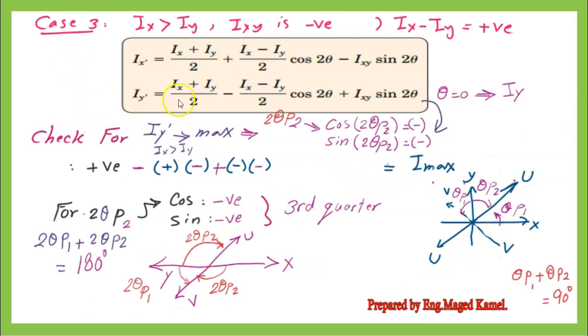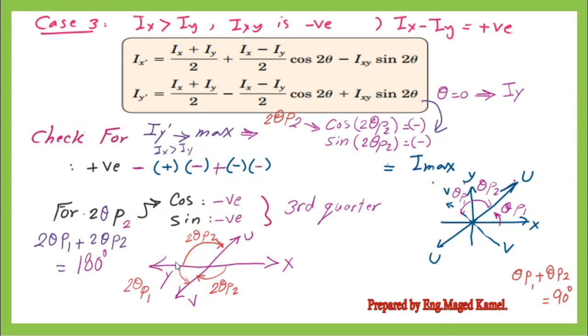We have not talked much about the Iy dash expression. When the angle 2 theta equals 0, we get Iy dash equals Iy. When will Iy dash be maximum? It will be maximum if cosine 2 theta b2 is negative and sine 2 theta b2 is also negative, since we have positive minus positive by negative plus negative by negative. This means that 2 theta b2 is in the third quarter.